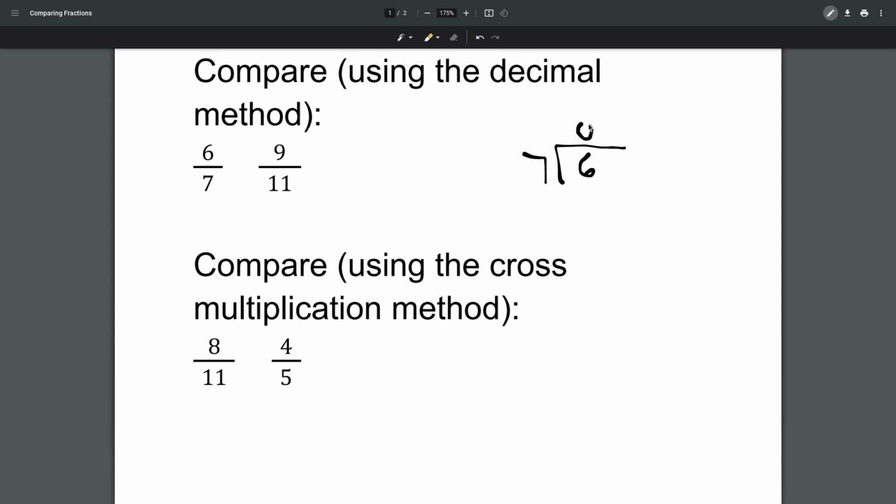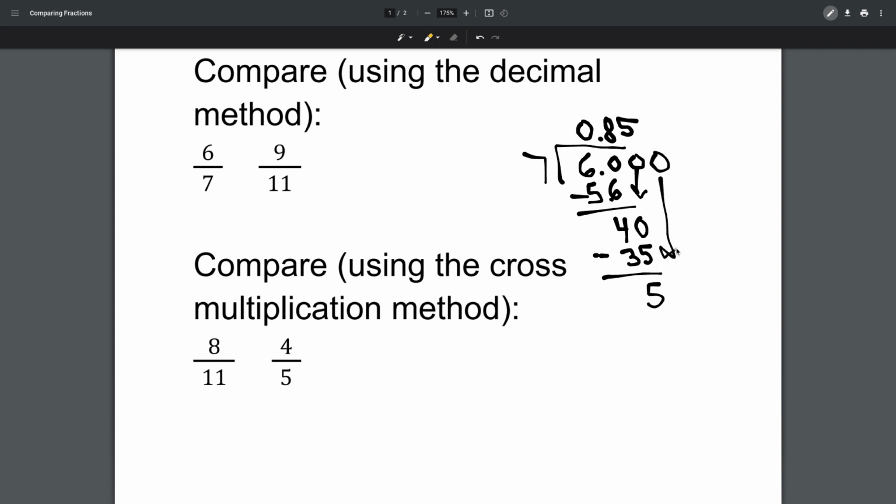7 doesn't go into 6, it goes in 0 times, but I can make this 6.0 and put a decimal here. Now 7 goes into 60 8 times. 8 times 7 is 56. 60 minus 56 is 4. If I add another 0 and bring it down, I get 40. 7 goes into 40 5 times. 5 times 7 is 35. 40 minus 35 is 5.